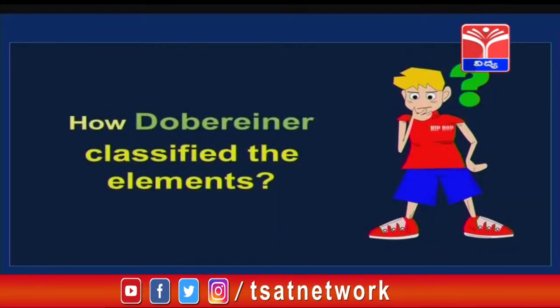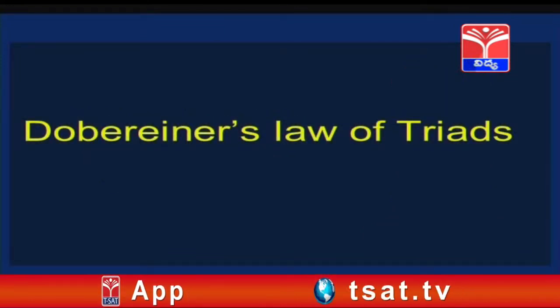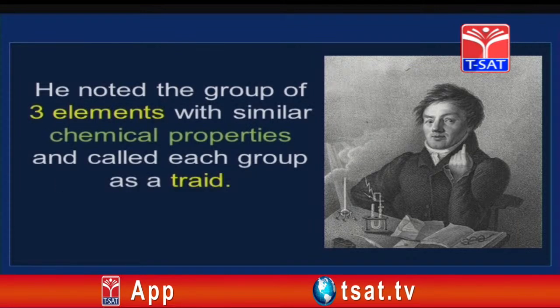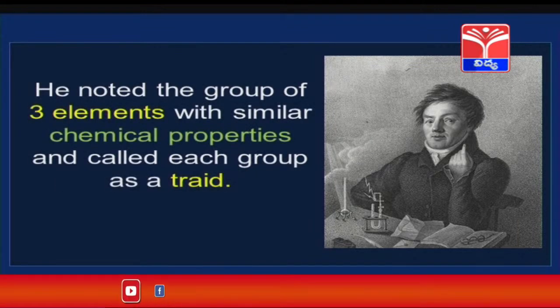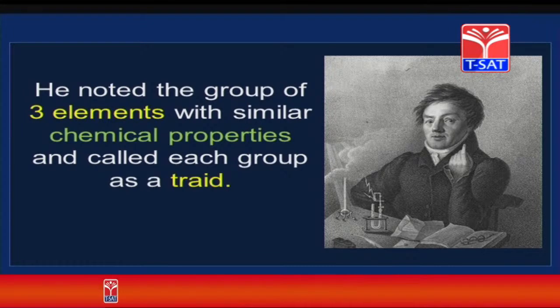How did Dobereiner classify the elements? Dobereiner's law of triads. Now, Dobereiner was a German chemist. He noted groups of 3 elements with similar chemical properties and called each group a triad. That means, he named a group called triad. In that, 3 elements are there.